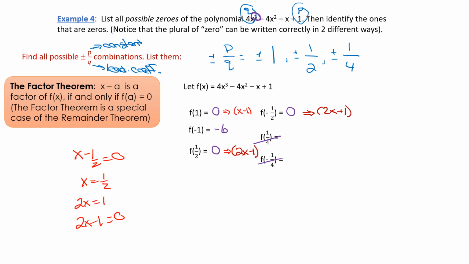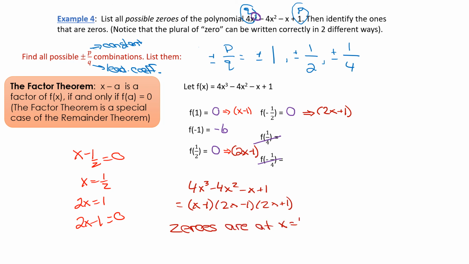The question said identify the ones that are zeros, so we've identified the ones that are zeros. I could also rewrite the question I had. My original question was 4x cubed minus 4x squared minus x plus 1. That's equivalent to writing x minus 1 times 2x minus 1 times 2x plus 1. So the zeros are at x equals 1, x equals 1/2, and x equals -1/2.